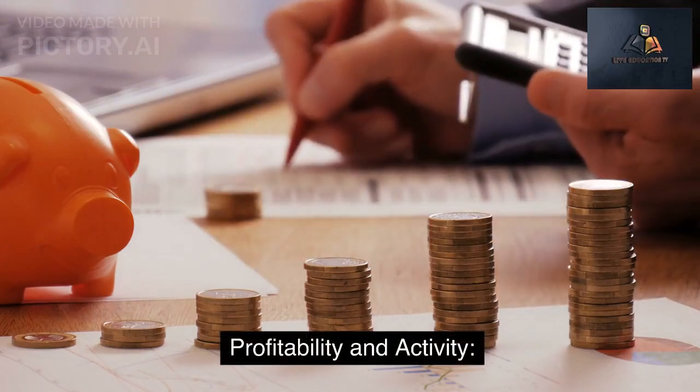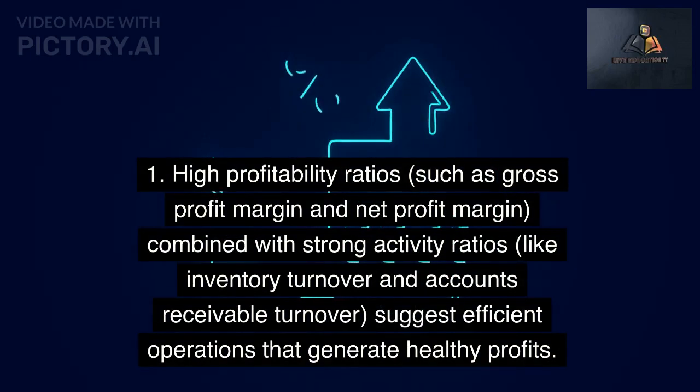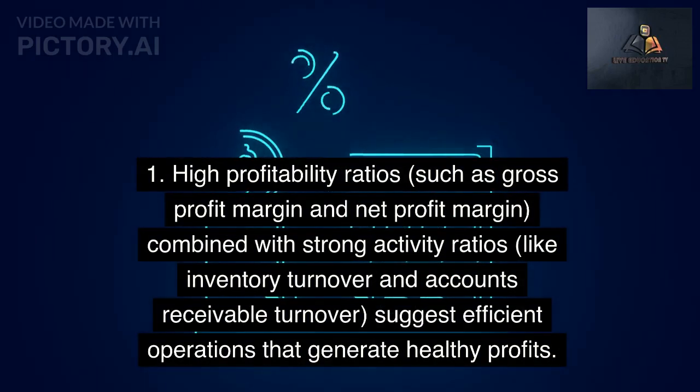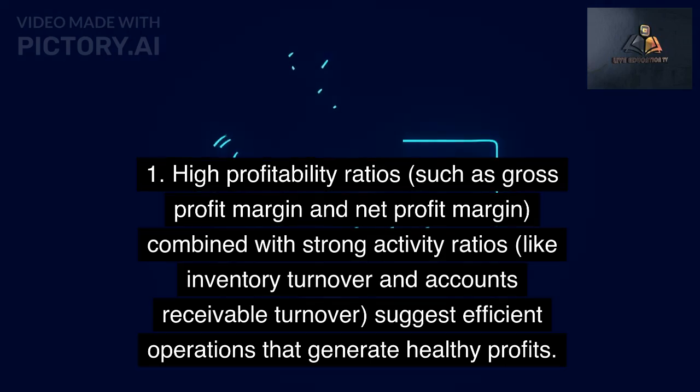Profitability and activity. 1. High profitability ratios, such as gross profit margin and net profit margin, combined with strong activity ratios, like inventory turnover and accounts receivable turnover, suggest efficient operations that generate healthy profits.